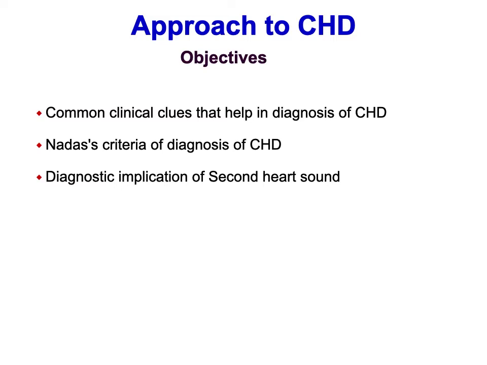We had previously discussed the physiological classification of congenital heart disease, like left to right shunt, right to left shunt, and other things, everything in detail in the physiology. Now today is the approach to congenital heart disease. So in this presentation, we will discuss common clues that will help in the diagnosis of congenital heart disease, Nada's criteria for the diagnosis of congenital heart disease, which is a gold standard, and diagnostic implication of the second heart sound.